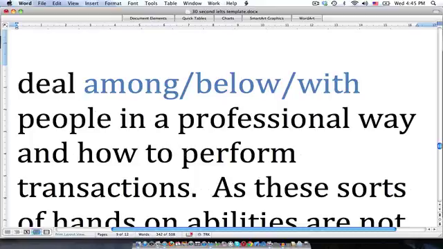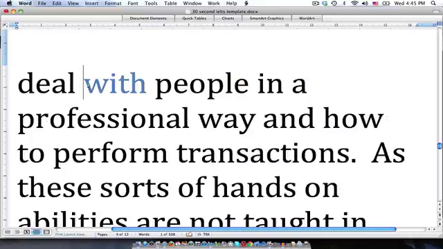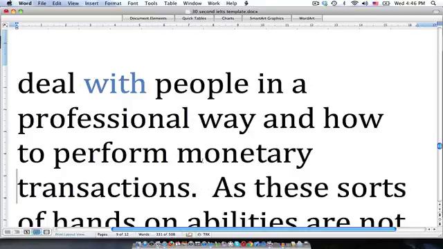Now, do you deal among things? You can, not in this instance though. Deal below, no, that doesn't make sense. Deal with. Deal with people in a professional way and how to perform transactions. I'm sorry to keep changing, but I'm actually going to stick in "monetary transactions."